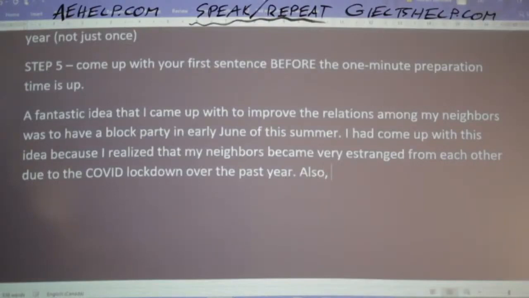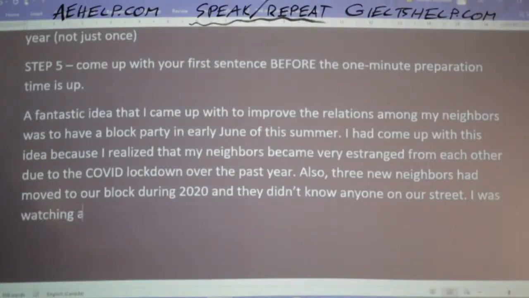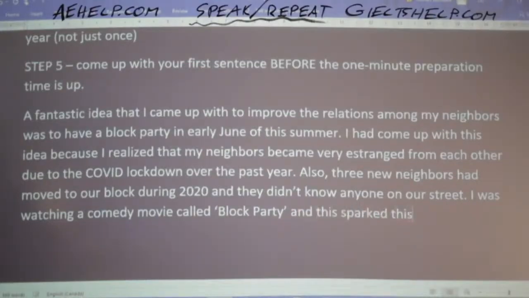Also, 3 new neighbors had moved to our block during 2020, and they didn't know anyone on our street. I was watching a comedy movie called Block Party. It actually exists. And this sparked this idea.